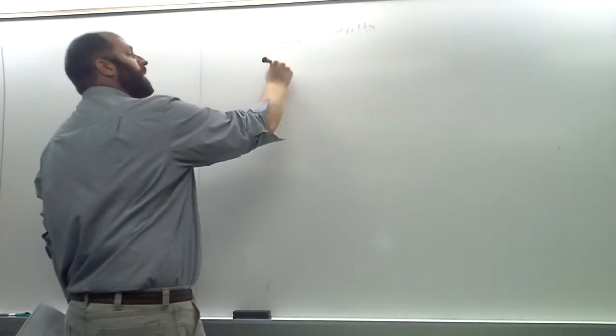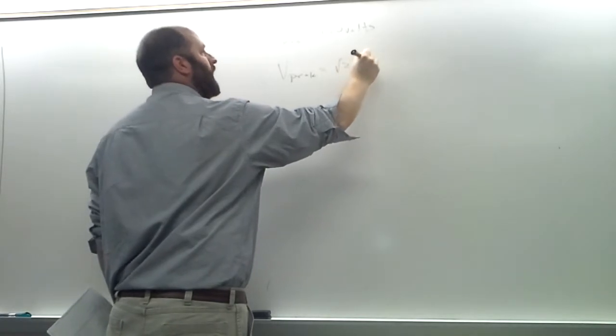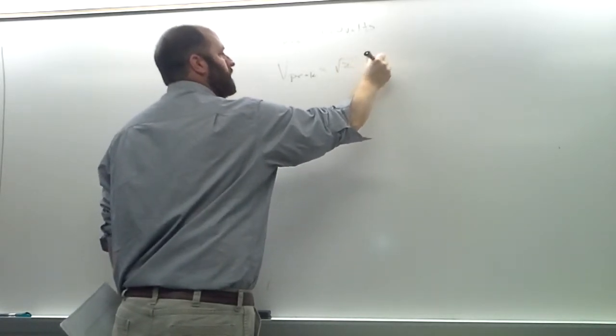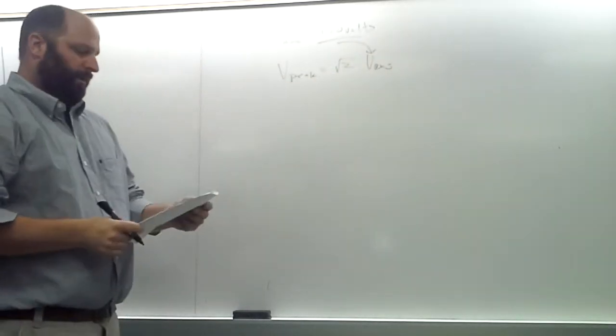So the max, or the peak, is equal to square root of 2 times the RMS. So just take your RMS voltage, put it here, multiply by root 2. You'll get a number.